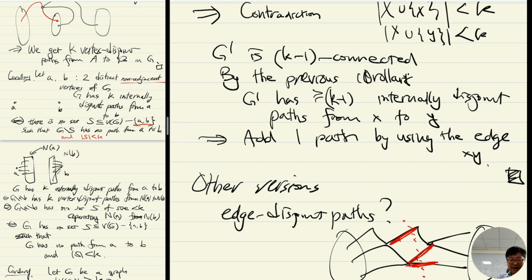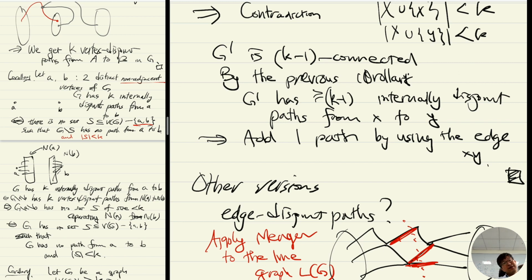In order to prove it, you apply Menger to the line graph. LG, remember? The edges become vertices. So the edge disjoint paths in the original graph are almost the same as the vertex disjoint paths in the line graph. And then once you make a line graph, you can apply the vertex disjoint path version of Menger's theorem, and that will give you the proof.